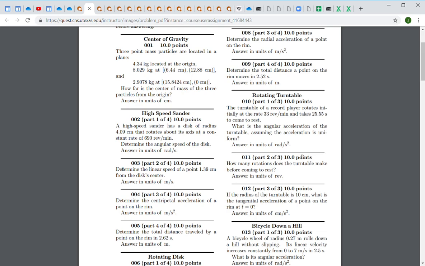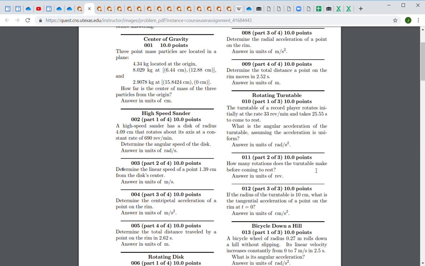Part 2, how many rotations does the turntable make before coming to rest? In this case, again, once we've converted to radians per second, we have omega final and omega initial. We can use our third kinematics equation, omega final squared equals omega initial squared plus 2 alpha times delta theta. So I put in my omega final and omega initial in SI units, and the alpha we know, that's what we found in part 1. We can solve for delta theta, and delta theta would be in radians.